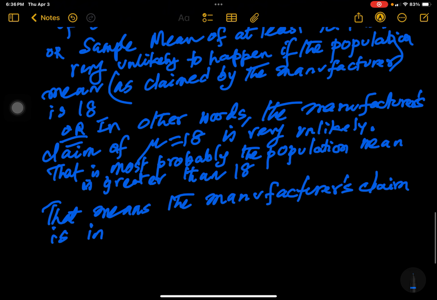Okay, so I stop here today. So the manufacturer is making a false claim because the probability of a sample mean of 18.4 is very low. That means it cannot happen, the event X bar greater than or equal to 18.4, when the population mean as claimed by the manufacturer is 18. It has to be higher than 18. Okay, so the manufacturer's claim is incorrect.